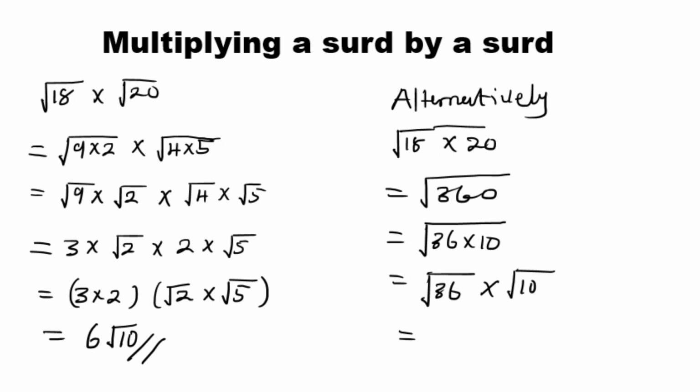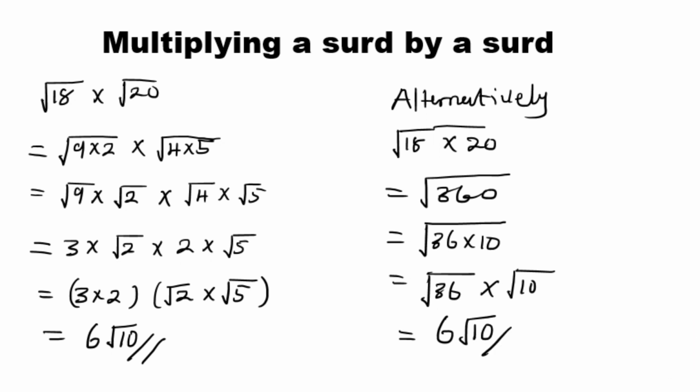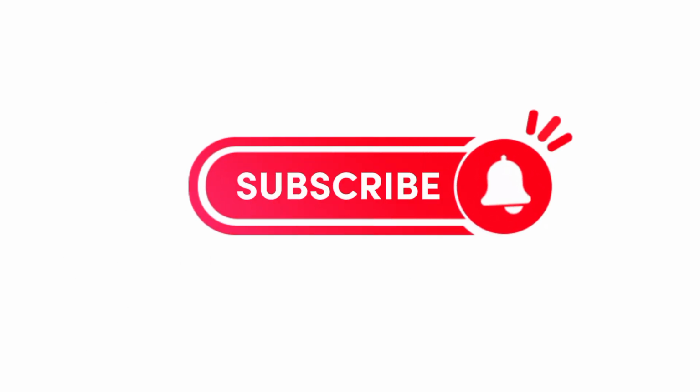So the square root of 36 is 6, and this will be 6 root 10. 10 is not a perfect square, so we leave it that way. So you can choose any of the methods you prefer. Both of them are simple and also correct. Okay, now let's look at another one.